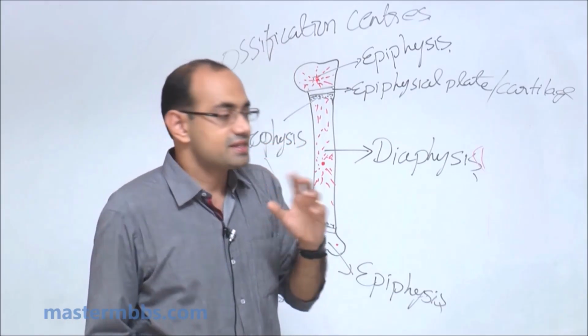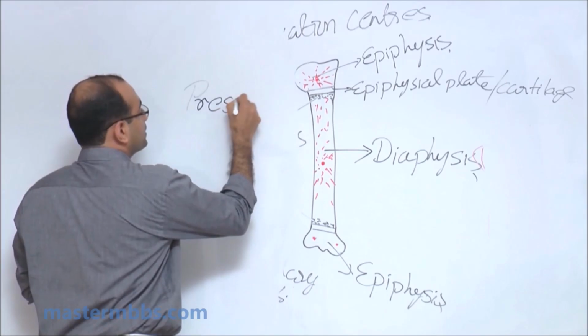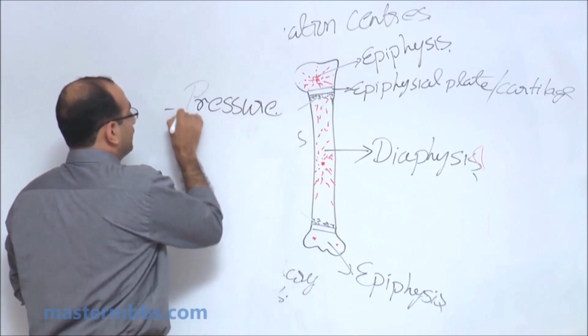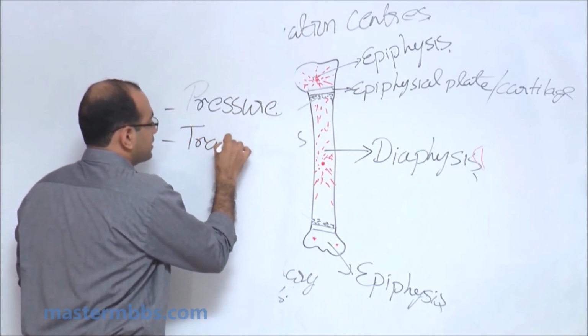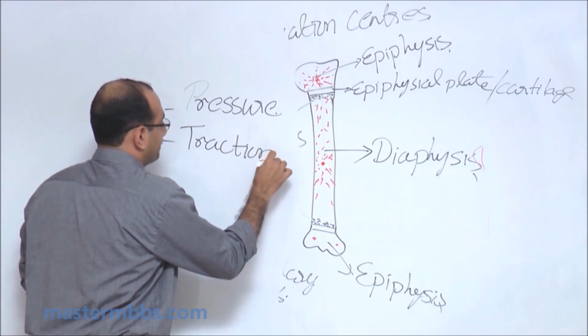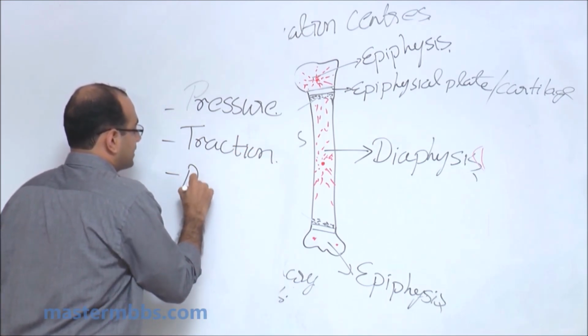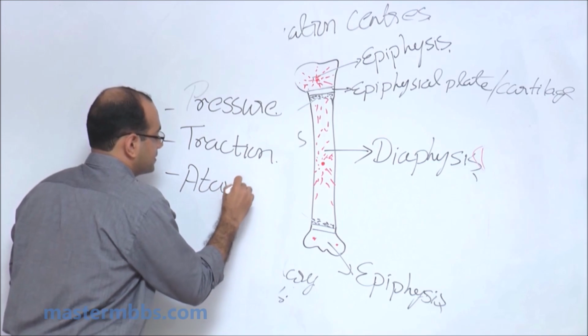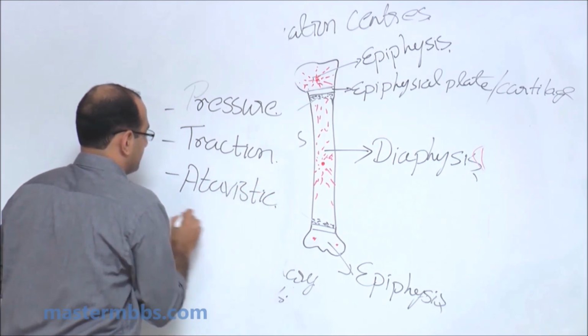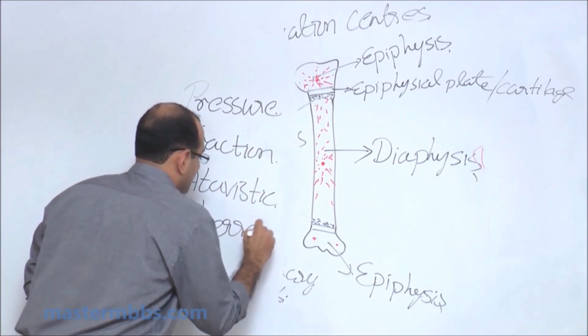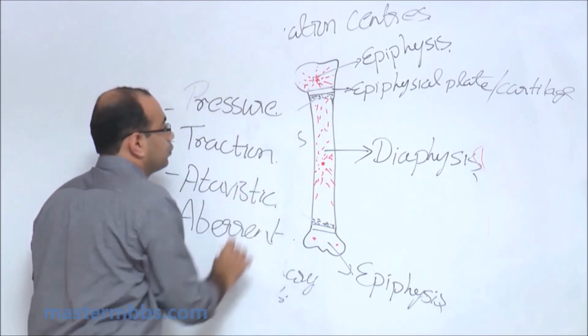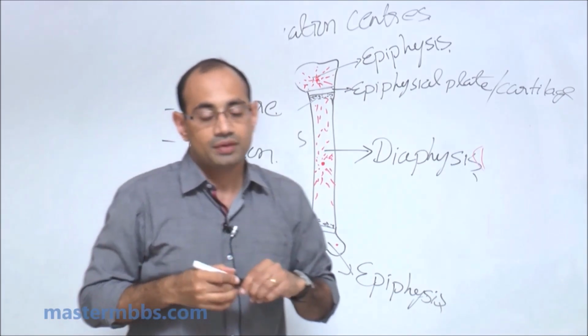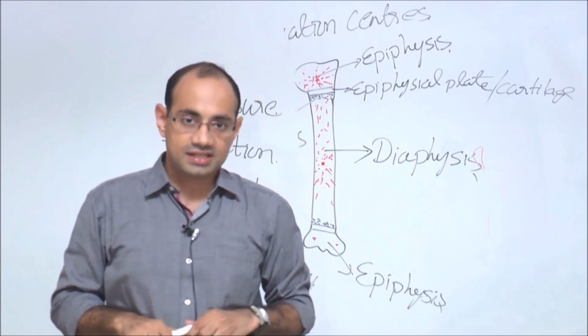Regarding these epiphyses, there are different kinds of epiphyses. One is the pressure epiphysis, another is your traction epiphysis, another is your atavistic epiphysis, and the aberrant epiphysis. So these are the 4 epiphyses that you have. Now, what is the importance of these epiphyses?